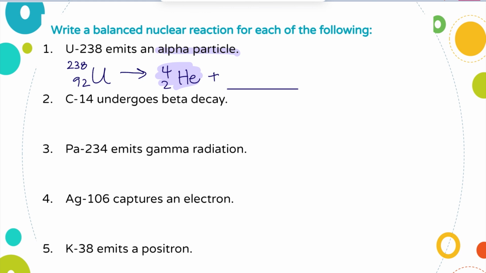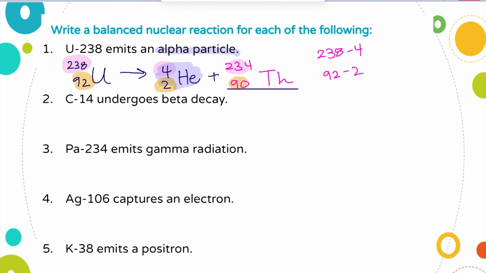So then we can go through and look. 238 needs to equal 4 plus something. So I'm going to just go 238 minus 4. That's going to give me 234. That's how much mass I'm going to need. Same thing on the bottom here. 92 needs to equal 2 plus something. Well, 92 minus 2, that's going to be 90. And then I'm going to my periodic table, and I can find that element 90 is Th, which I believe is thorium.